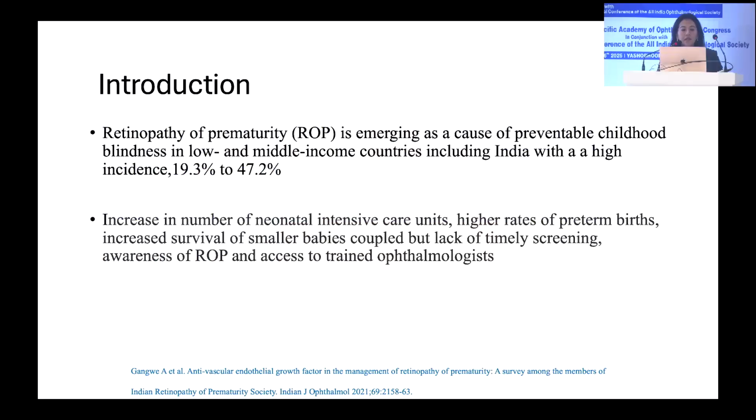Good morning, everybody. I'd like to thank the Scientific Committee of APAO and AIOS for letting me present our data on how IVF modulates ROP. So we know that ROP is a cause of preventable childhood blindness, especially in third world countries like India with a very high incidence. Mainly the reasons could be the increase in the number of neonatal intensive care units, the higher rates of preterm babies, the increased survival of these smaller babies, but lacking timely intervention in the form of screening, a lack of awareness among the pediatricians and the ophthalmologists, and the lack of access to trained ophthalmologists to do the same.